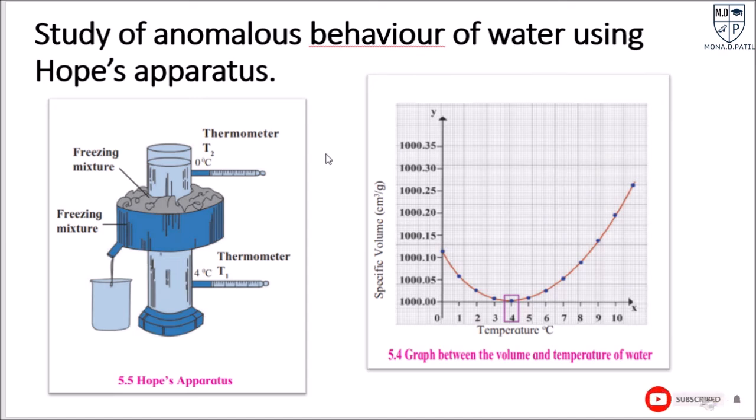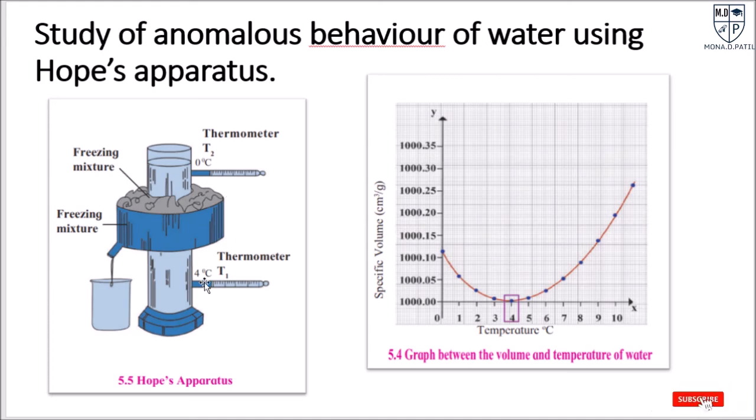Initially the temperature of water in the middle of the cylinder is lowered due to the freezing mixture in the outer bowl. The freezing mixture taken here is salt and ice, which is also used by ice cream sellers. Since the temperature of water there decreases, its volume decreases and its density increases. The water with the higher density moves downward, and therefore the lower thermometer, T1, shows a fall in temperature.